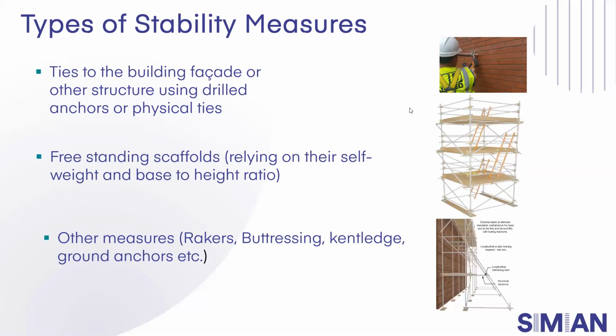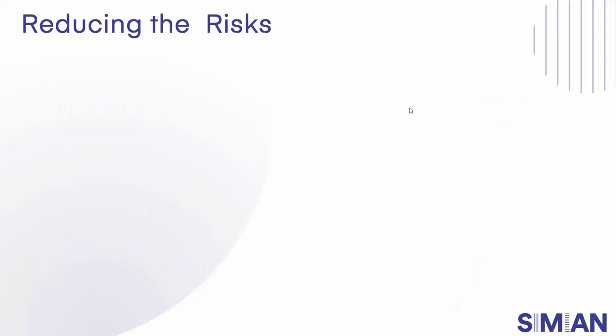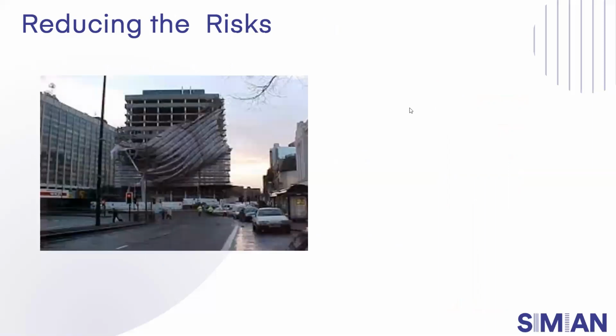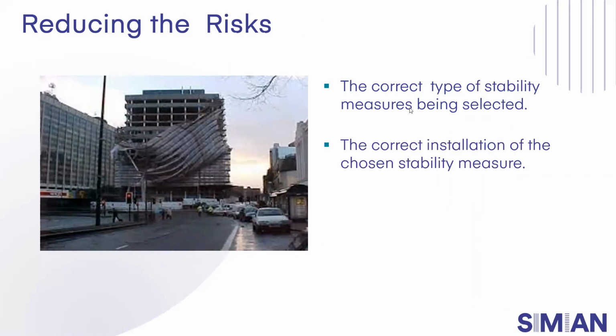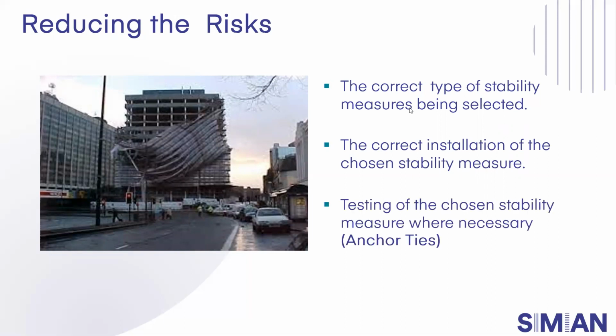Okay, so what can we do to reduce the risk? Well, a few various methods, but the stability of that scaffold structure is generally dependent upon, amongst other things, the suitability and security of those stability measures that are installed. That security depends on several factors. So the correct type of stability measure being selected. So let's assess it before we put that scaffold up. The correct installation of that chosen stability method, and also testing of that chosen stability method where it's necessary. So that would be a drilled anchor tie.